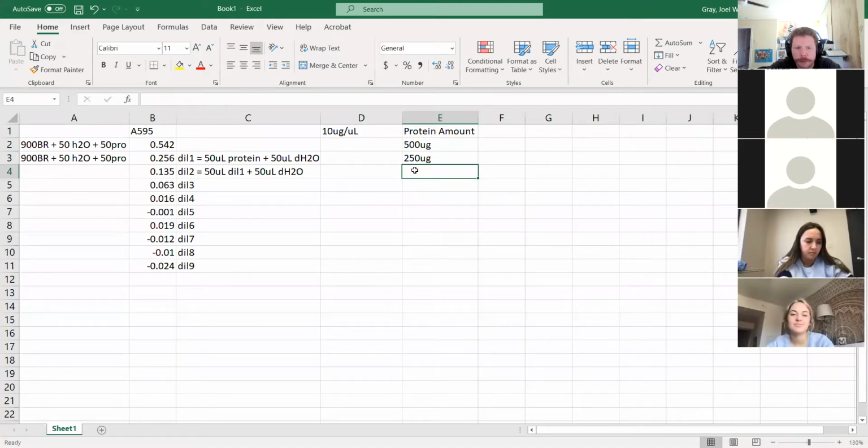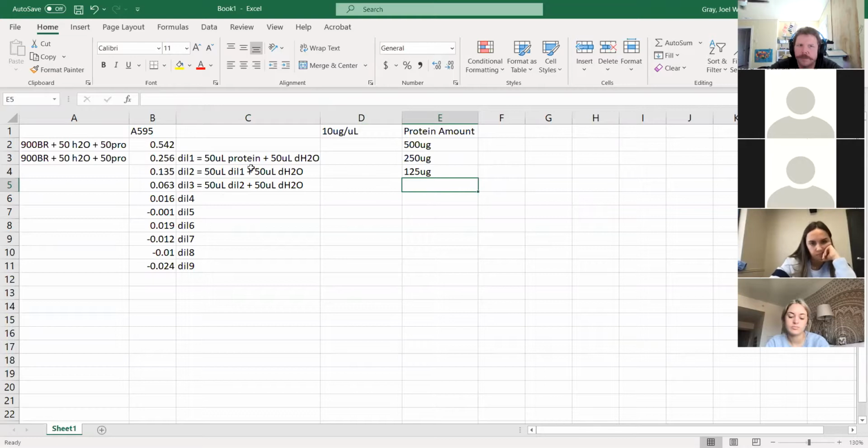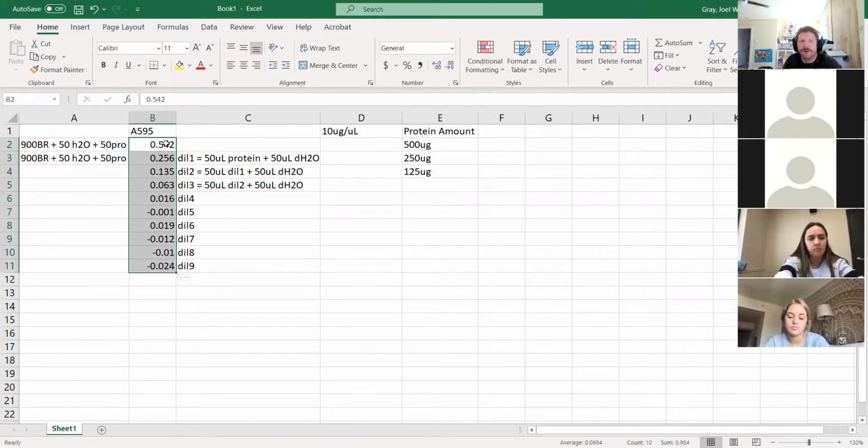At any rate, so the protein amount here is 125 micrograms. So every subsequent dilution 3 was 50 microliters of dilution 2 plus 50 microliters of DH2O. So one of the things that I think is a little bit confusing is, what was the total volume of each of these dilutions? Well, the initial total volume was 100 microliters, because half of it went into my sample to measure the absorbance, and then the other half went into the subsequent dilution. So I kept reducing the amount of my protein over all of these different trials, and here are the absorbances that I got. I got 0.542, 0.256, 0.135, 0.063, 0.016, negative 0.001, 0.019, and so on.